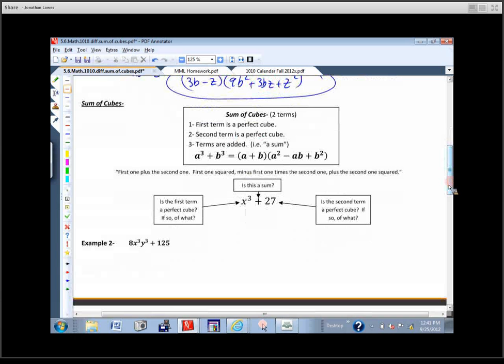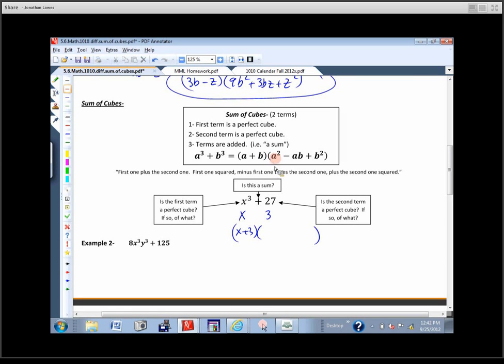This is the other formula, and the last one that we're going to learn. This is a sum of cubes. The checklist is exactly the same. The only difference is it starts with a perfect cube, ends with a perfect cube, and it's a sum of those two. So we're adding the two of those together. So on this problem right here, that's a perfect cube of x. That's a perfect cube of 3. So it's the first one plus the second one. So this is going to be x plus 3.